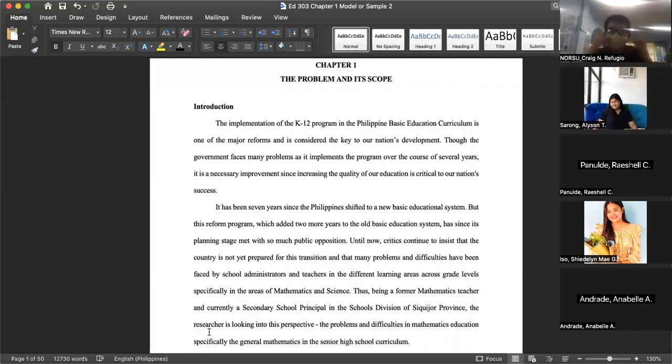Okay, so we're going to go back to the sample model for chapter 1. I sent this one already to our Google Classroom. Do you remember that I sent this sample chapter 1 model? Yes, sir.